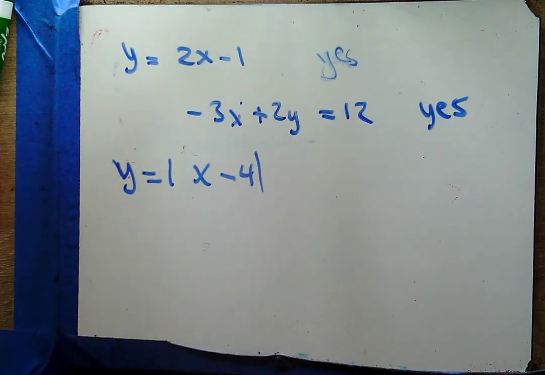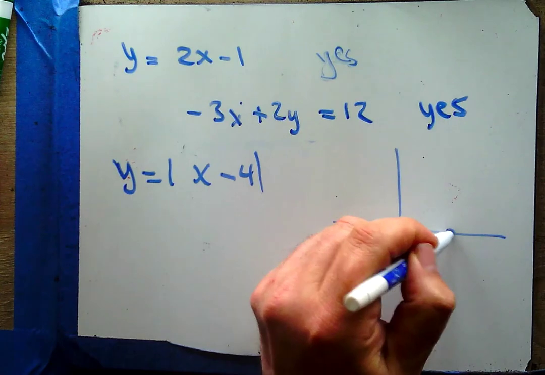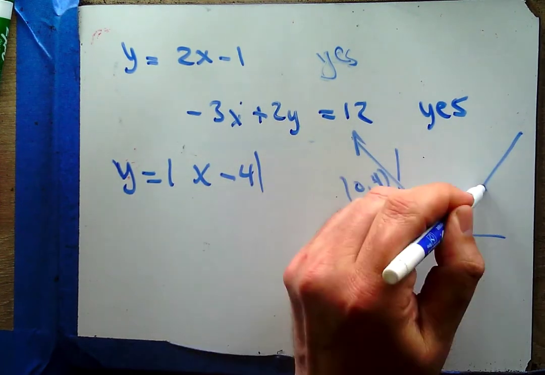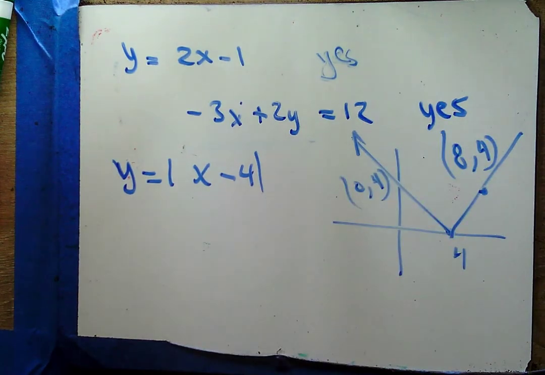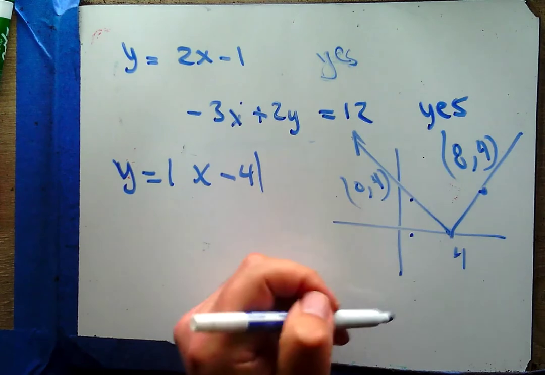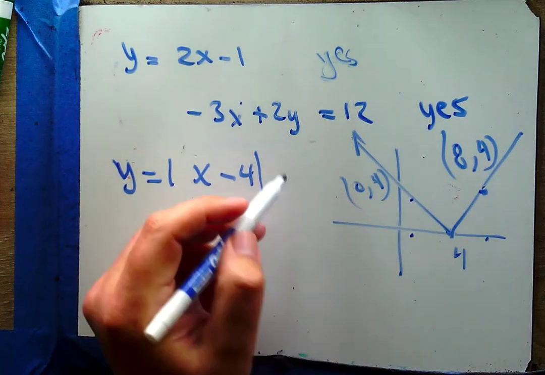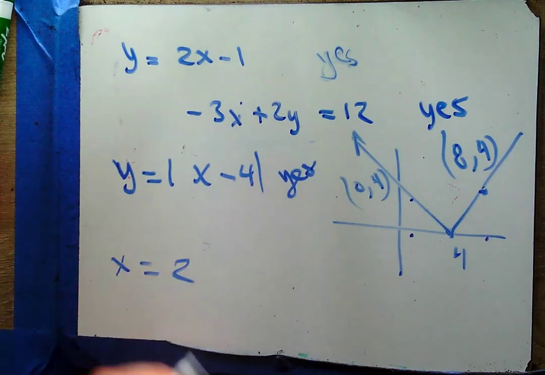Is that a function of x? According to my graph of this function, yeah, each input, that x value there, only goes to one output. So this is yes. How about x equals 2?